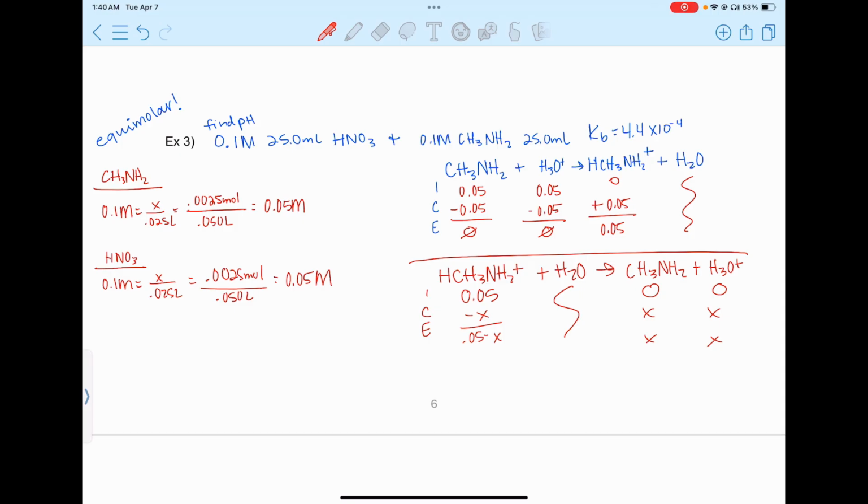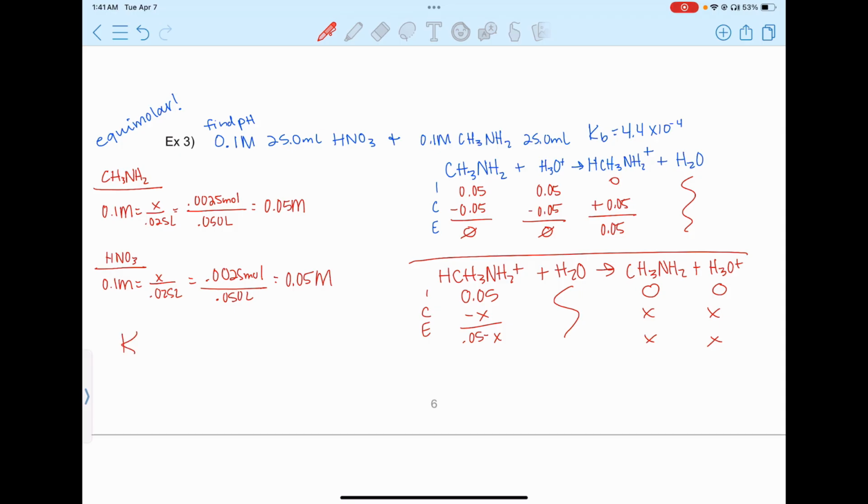We're given a Kb. Okay, when I set this up, I don't have a base to solve for on our product side. What I do have is an H3O plus. So we actually need to switch that Kb to a Ka value because that's more appropriate for where we are, because I only have conjugate acid right now. I don't have anything else. So I really need a Ka.